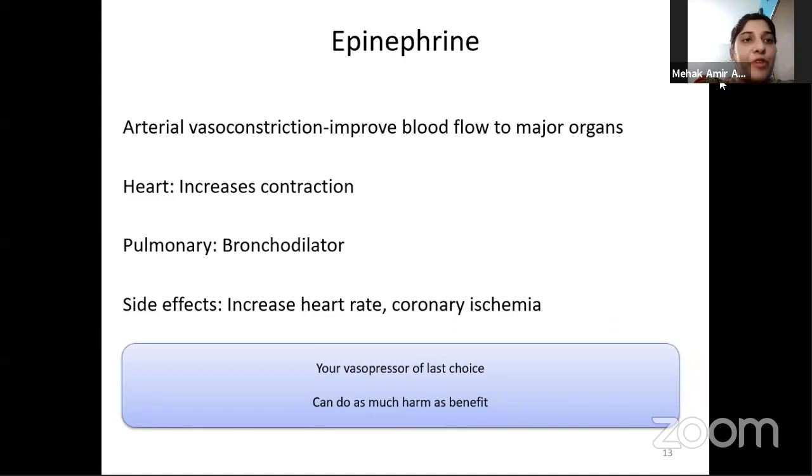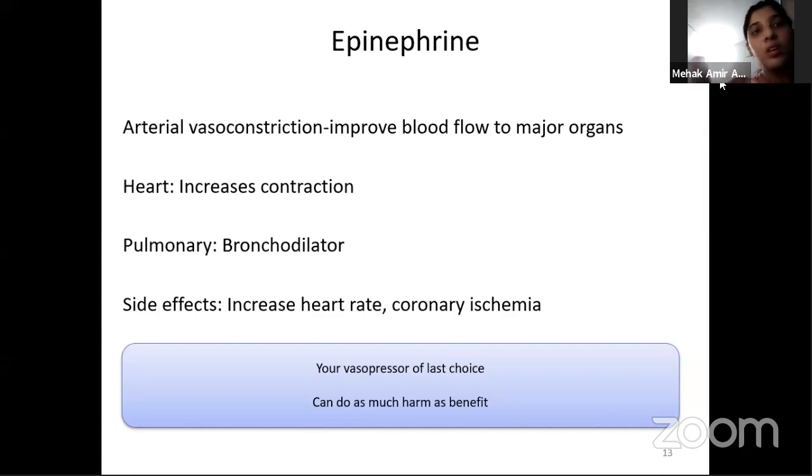Thank you. Now, epinephrine is the last choice of drug, and we will discuss why it is the last choice. It helps in arterial vasoconstriction, and through arterial vasoconstriction, it helps to improve the blood flow to major organs like kidney, heart, lungs, and it increases the contraction. It also has a bronchodilatory effect as it targets particular receptors, and you can find the knowledge about the receptors in the resource material.